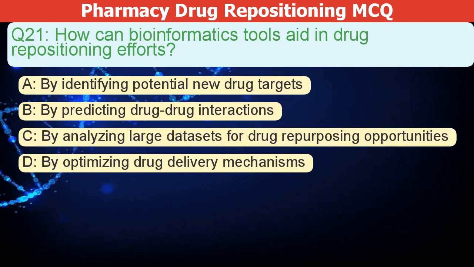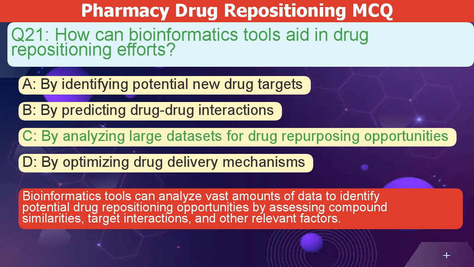How can bioinformatics tools aid in drug repositioning efforts? A. By identifying potential new drug targets. B. By predicting drug-drug interactions. C. By analyzing large datasets for drug repurposing opportunities. D. By optimizing drug delivery mechanisms.